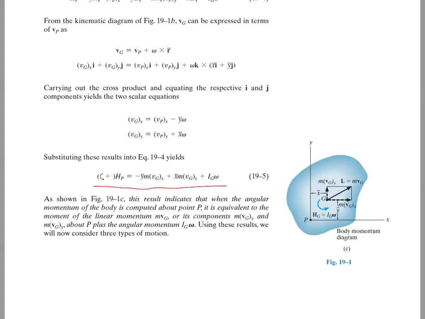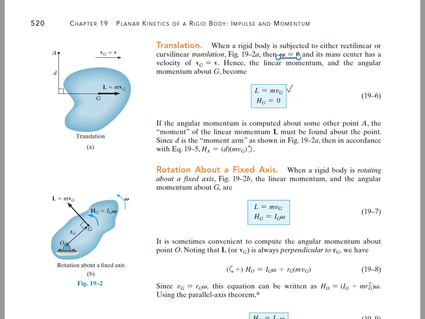Although it's not discussed here, if we take the angular momentum about a point other than the center of mass, and the body performs a curvilinear translation, then these terms here are no longer zero. So angular momentum about a point other than the center of mass in a curvilinear translation is not zero.